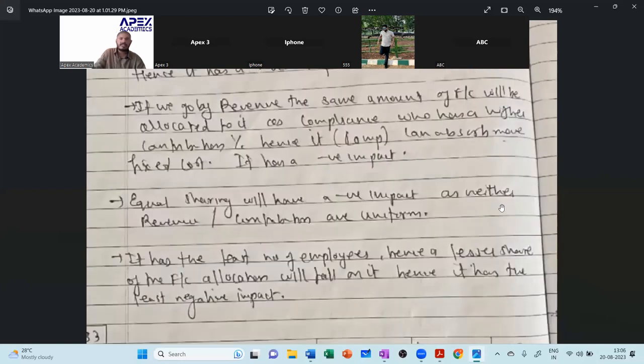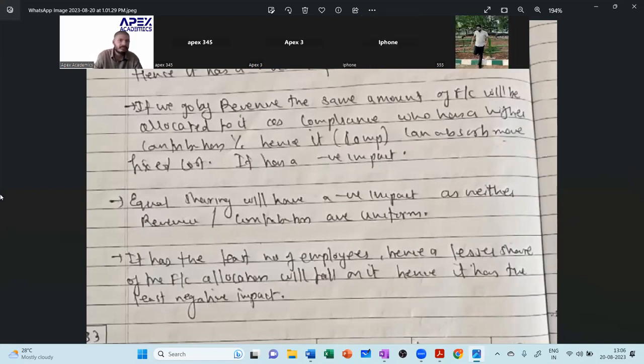Now, equal sharing will have a negative impact as neither contribution nor this is uniform. But number of employees, it has the least number of employees. Hence, a lesser share of the fixed cost allocation will fall onto it, and hence it has the least negative impact out of all of the others. Are you with me on that? Do you understand this concept? Yes or no? Please tell me that. Yes, sir.